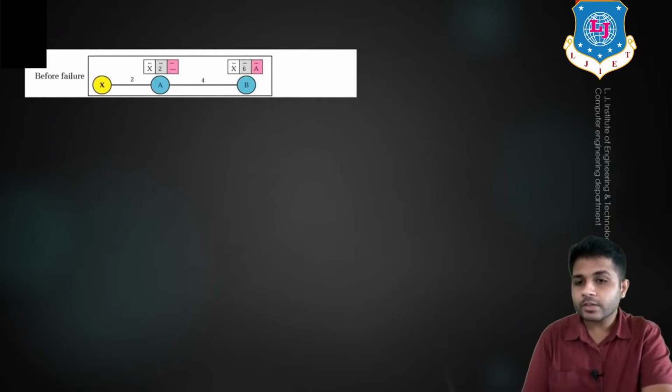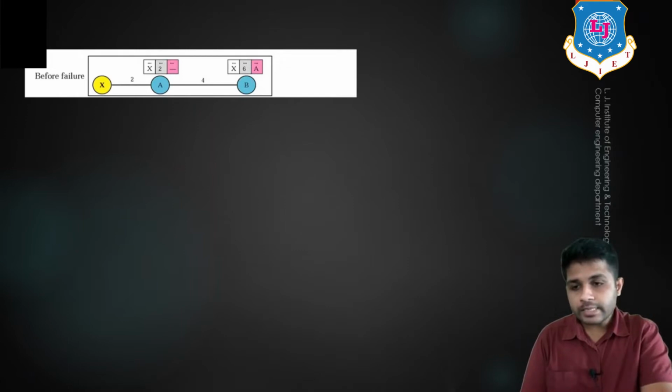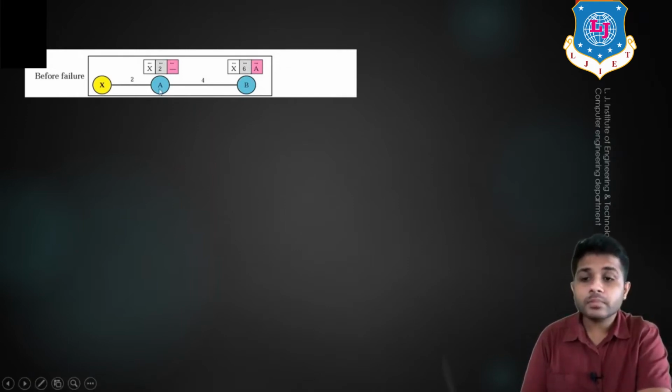You can see that there are three routers: X, A and B. A has its routing table, and from the routing table A knows that to reach router X it has to travel 2 unit distance. If B wants to reach router X, it has to travel 6 distance, because 4 plus 2 is 6. Right now we are interested in reaching router X. A and B want to reach router X, so only one entry is present in the routing table.